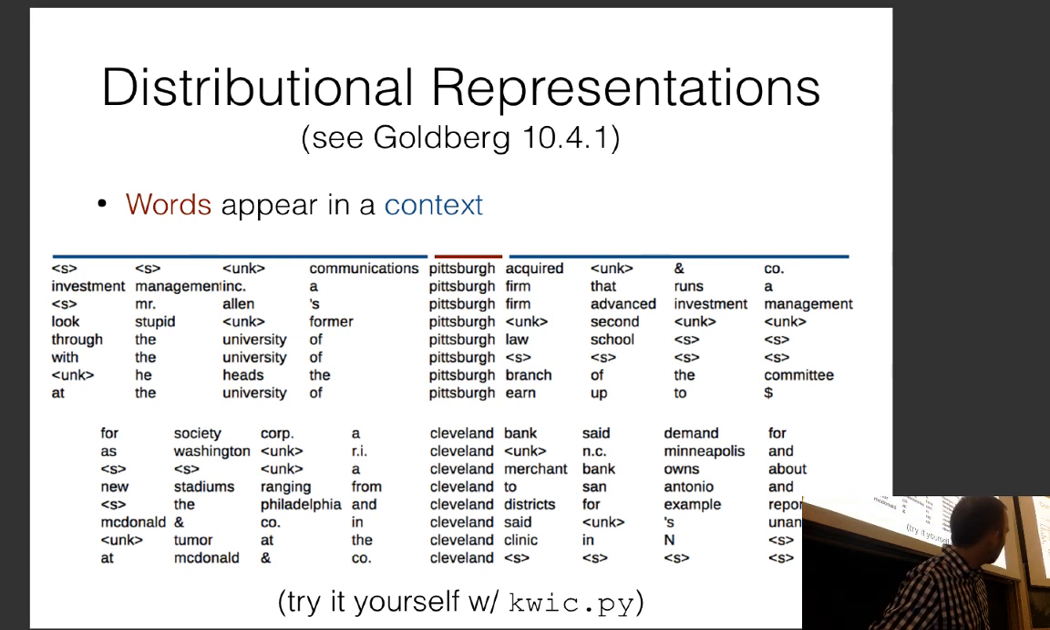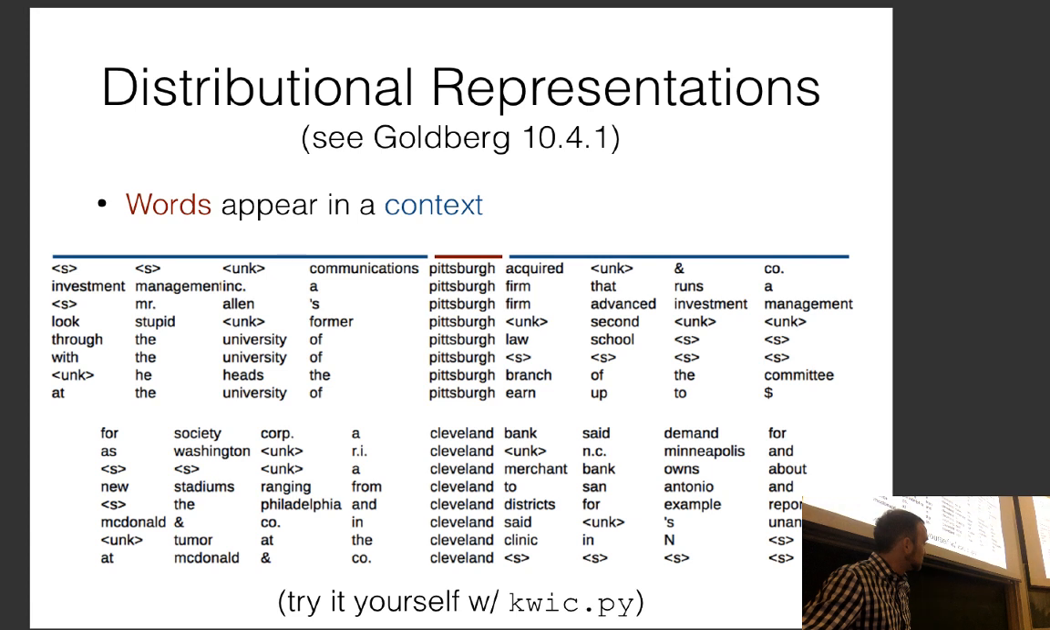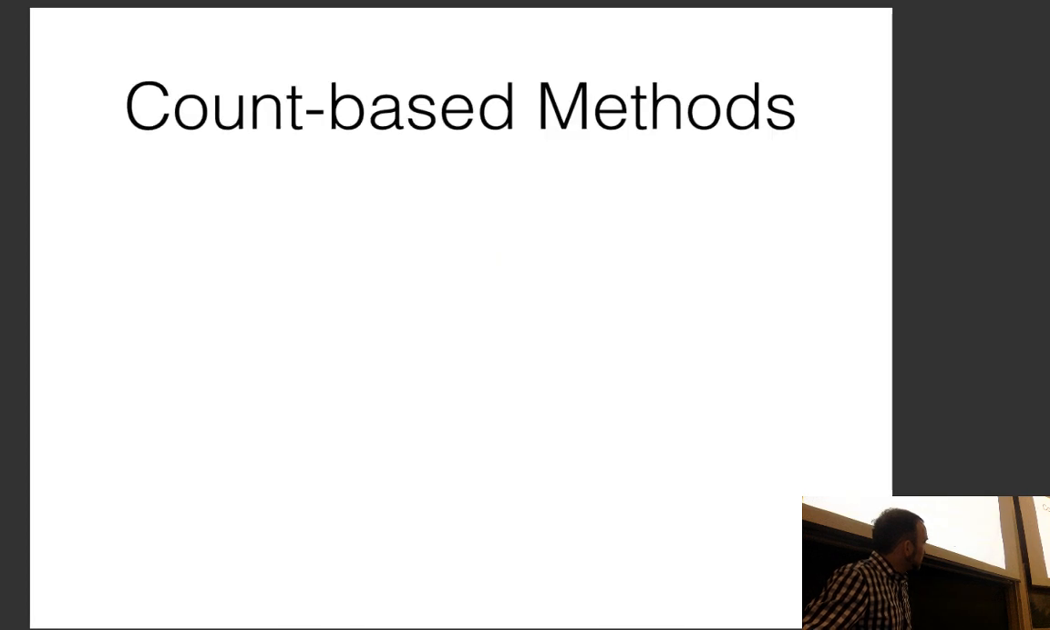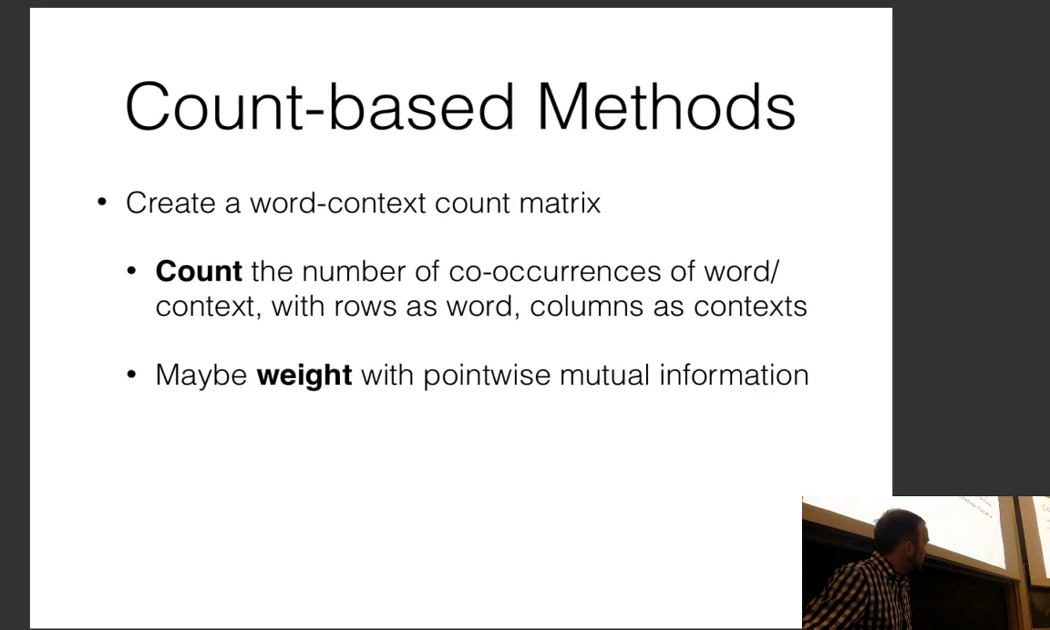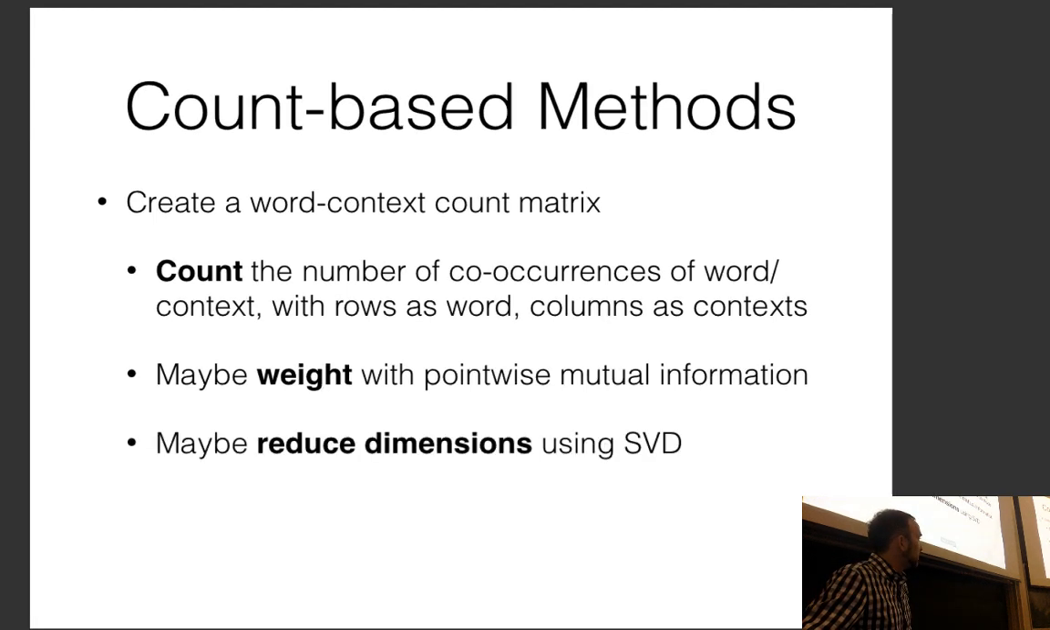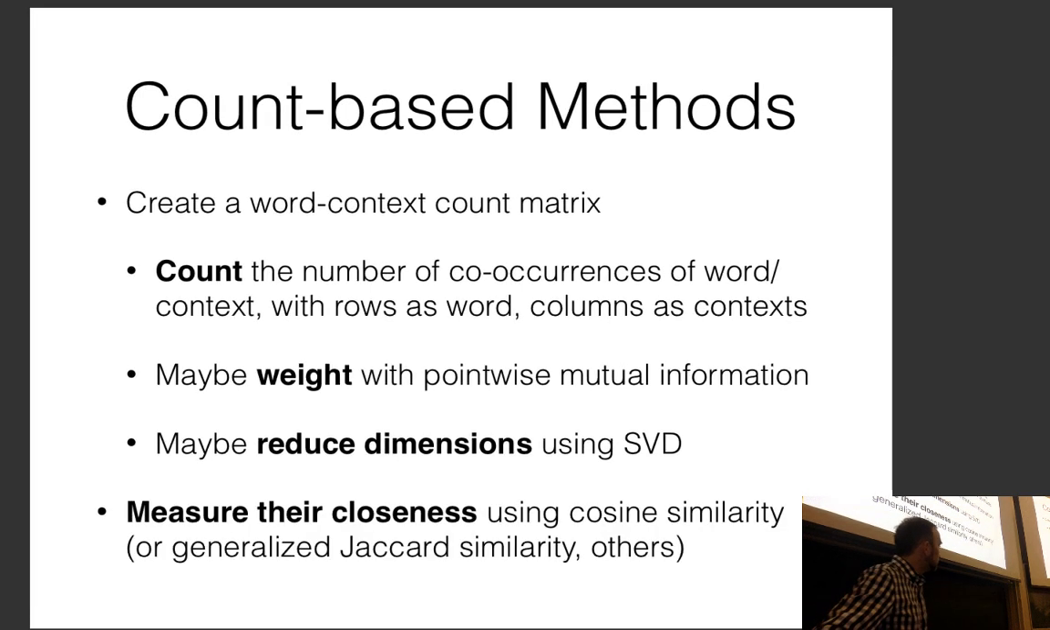And when you do this, you can take Pittsburgh, and then you can take Cleveland, and you can see that they kind of appear in similar contexts around them. So this is something that is useful for humans, and it's also useful for training our models as well. So count-based methods, you basically create a word context count matrix, count the number of co-occurrences, maybe weight them with pointwise mutual information to pull out non-spurious correlations. Maybe reduce the dimensions using something like SVD, like we had in one of the quiz questions. And then you measure their closeness using cosine similarity, generalized Jaccard similarity, or other things like this.